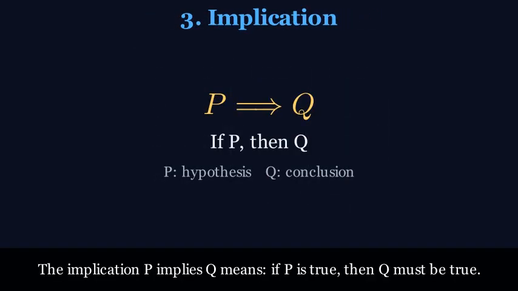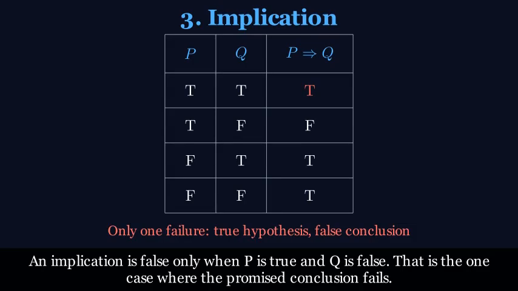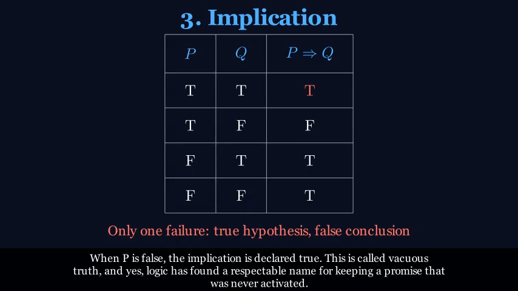The implication P implies Q means, if P is true, then Q must be true. An implication is false only when P is true and Q is false. That is the one case where the promised conclusion fails. When P is false, the implication is declared true. This is called vacuous truth. And yes, logic has found a respectable name for keeping a promise that was never activated.